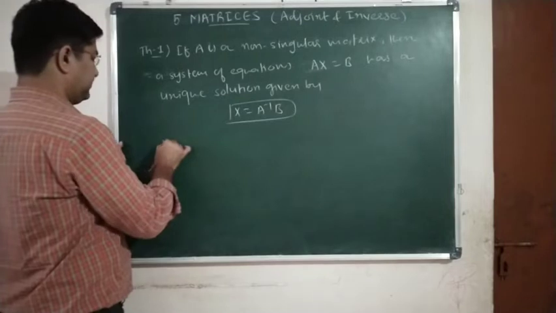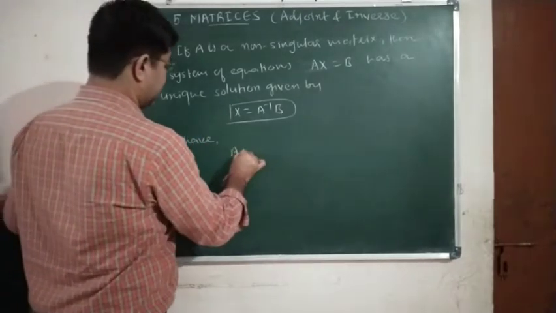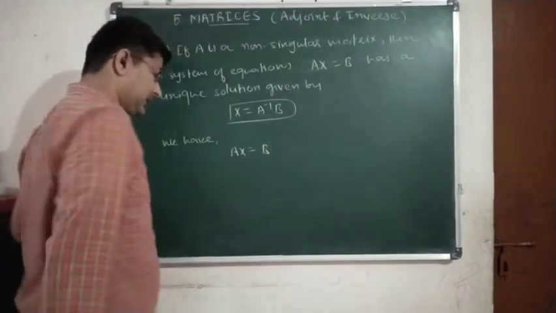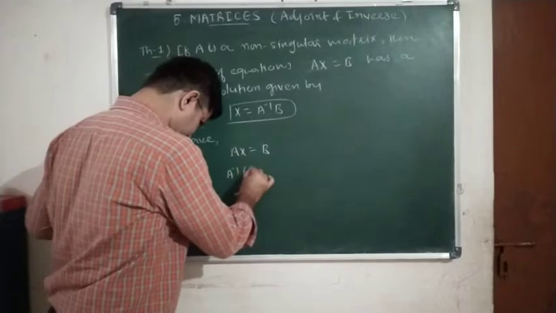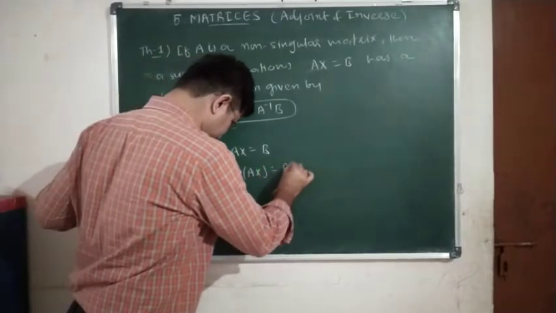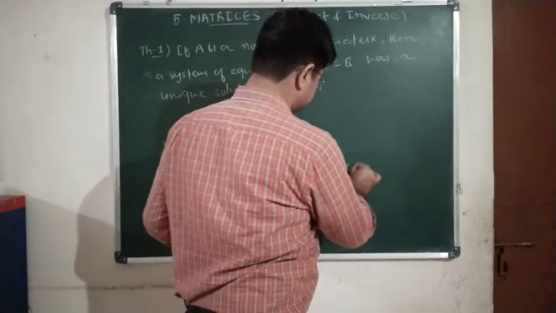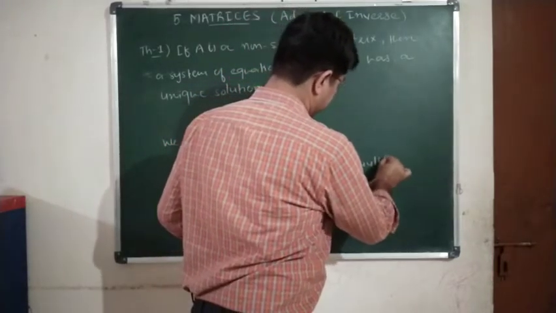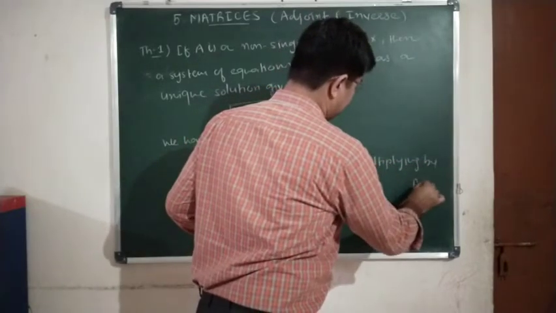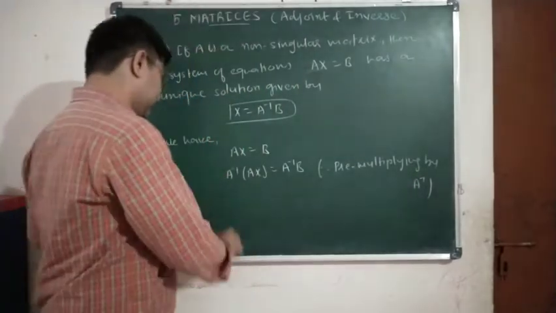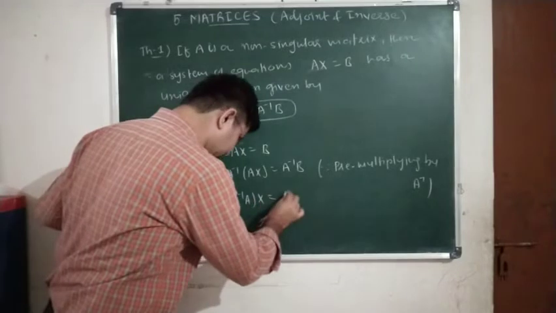Yes or no? We have the given system Ax is equal to B. If you pre-multiply by A inverse on both the sides, and then use the associative property of matrices.